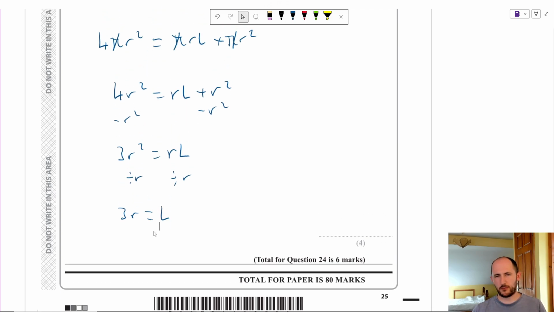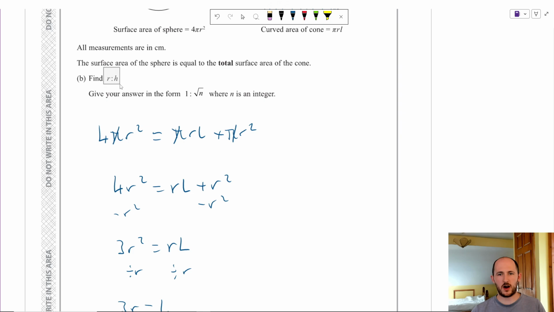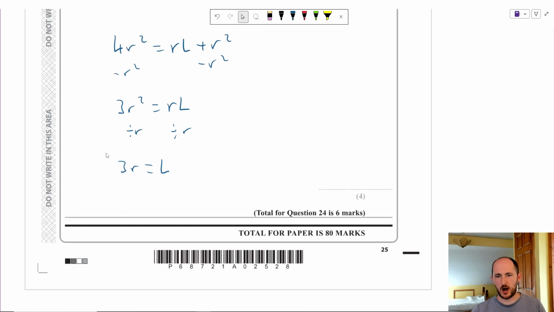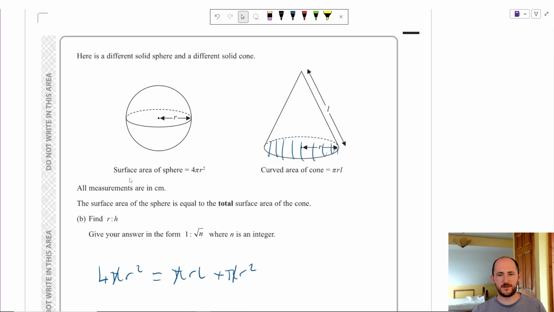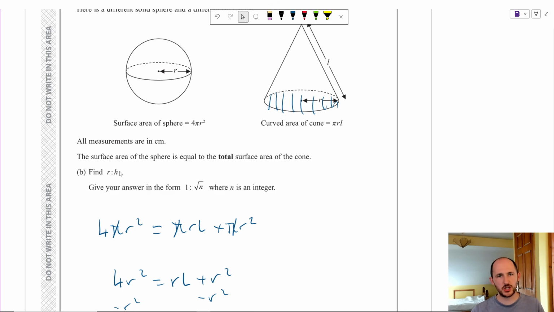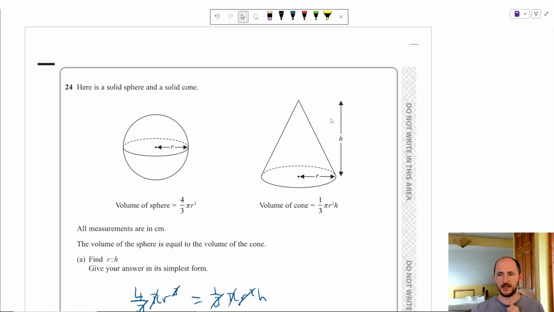Now, the problem here is they want the ratio of R to H. I've got here the ratio of R to L, which would be, in this case, R is smaller than this, L is 3 times R. But that's not the answer, because it's not asked me for R to L, it's asked me for R to H. Okay. If I go back, H is the vertical height of this cone.